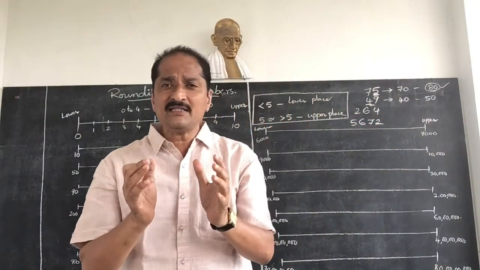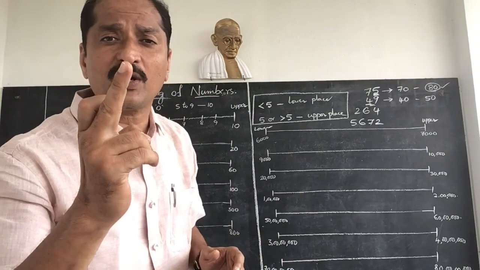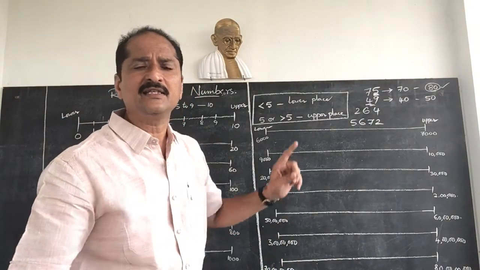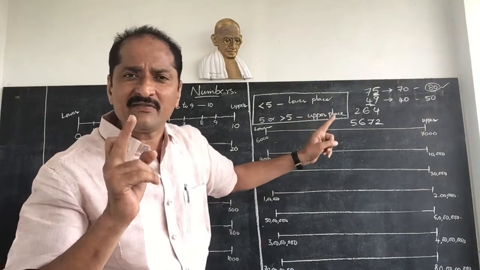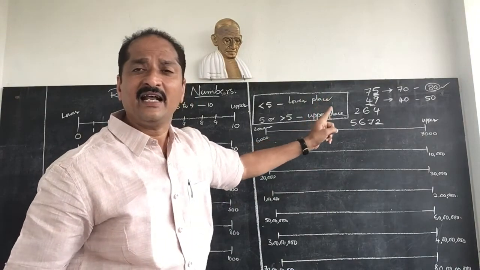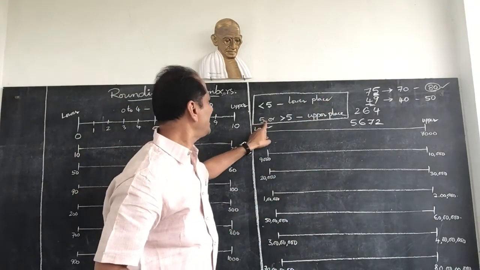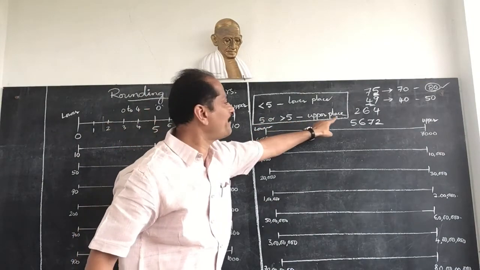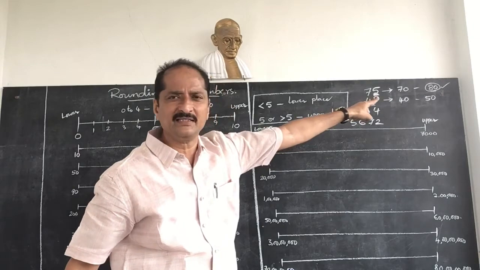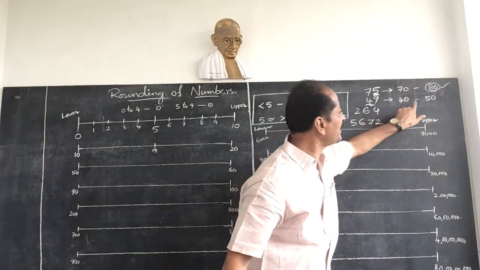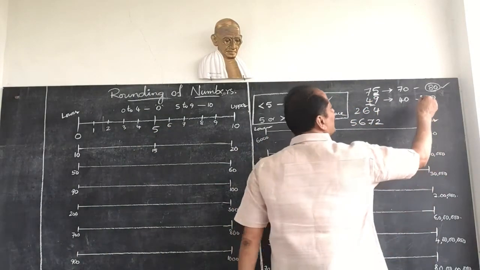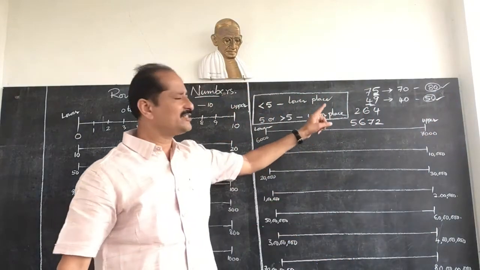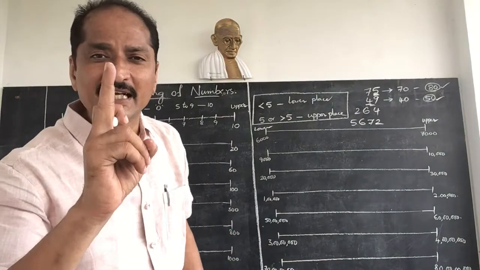For the lower 10, we have to see the next lower than tens place. What is the next lower than tens place? Ones place. What is the digit in ones place? 9. 9 is 5 or more than 5. 9 is more than 5. So upper place you have to round off. 49 is in between 40 and 50, so it should be rounded to 50. So 49 should be rounded to 50 to the nearest tens place.